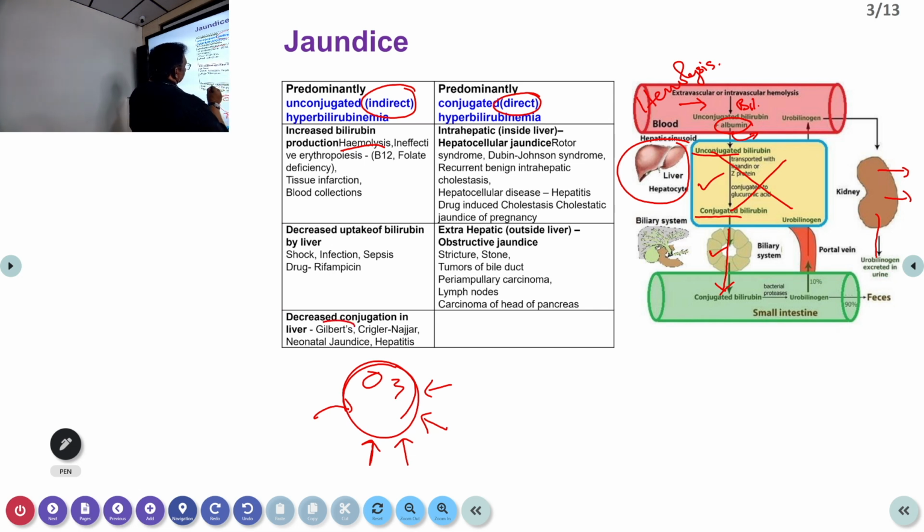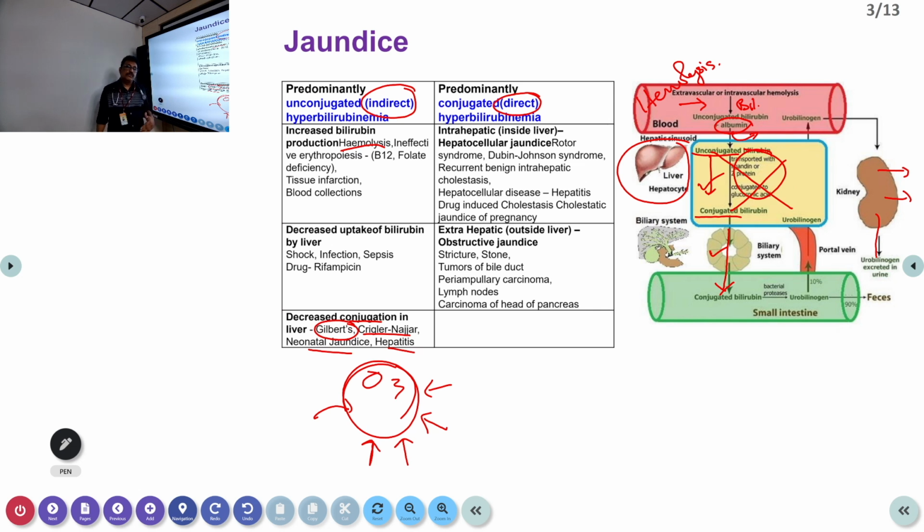And there are a lot of conditions like Gilbert syndrome, Crigler-Najjar, neonatal jaundice, hepatitis, all of which can produce decreased conjugation. But Gilbert syndrome is a very interesting disease, where there is a reduction in the function of the enzyme here. So this enzyme function is reduced, so the conversion will be reduced, that's all. But they can have mild elevation in indirect hyperbilirubinemia. There will not be any problem in the liver enzymes. Liver enzymes are not elevated, there is no problem for the liver.